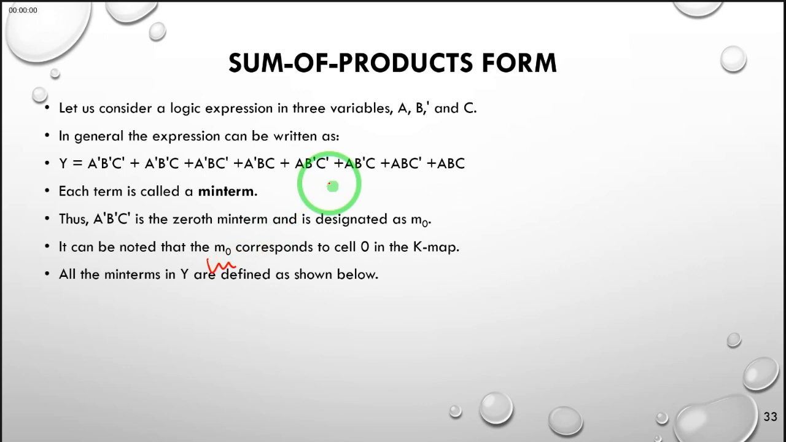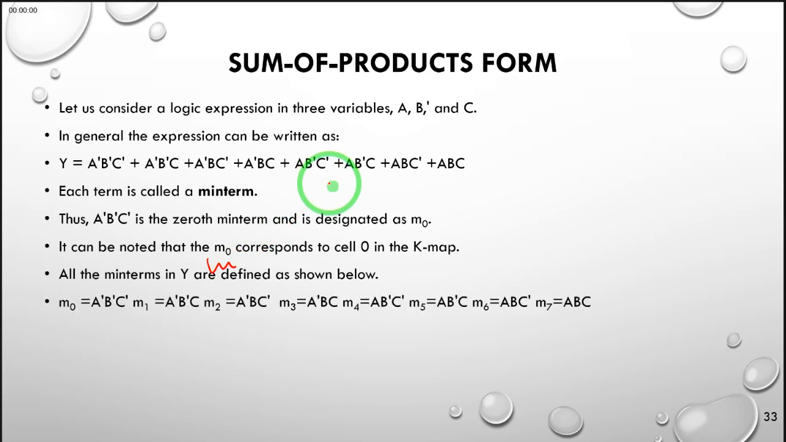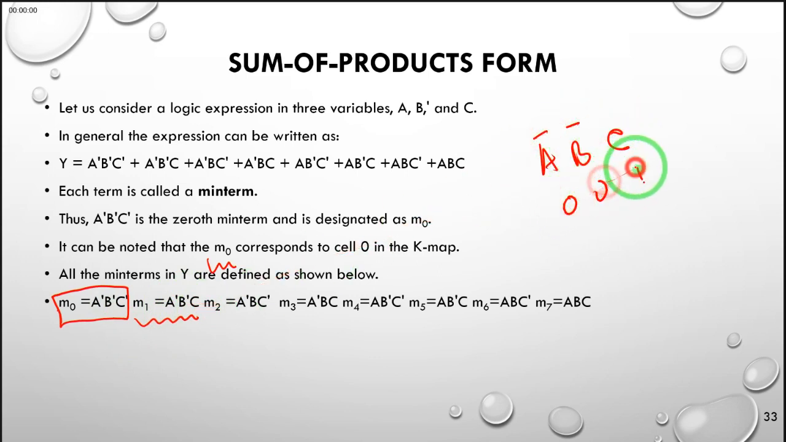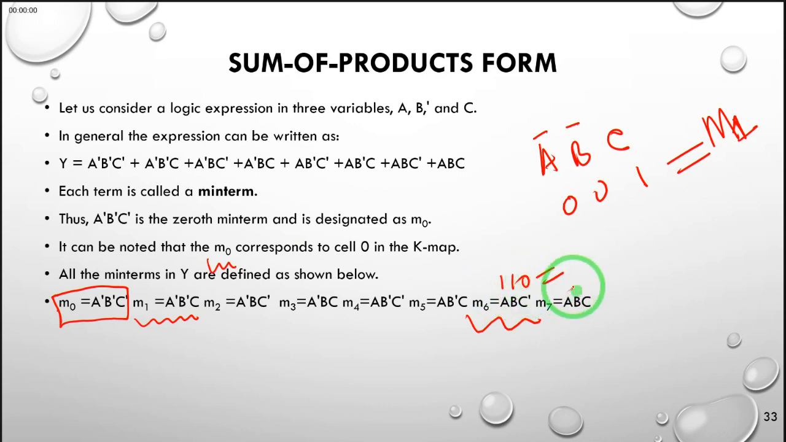All the minterms in Y are defined as follows. m0 represents the variables A bar, B bar, C bar. Minterm 1, just like I mentioned, represents A bar, B bar, C. This is equivalent to 0, 0, 1. Therefore, when you look at the binary representation, this can be used to represent 1. So we give it minterm 1. Similarly, the others are the same. This is 1, 1, 0. Therefore, when this is represented in binary notation, it is equivalent to 6. That's why we say that this is minterm 6.